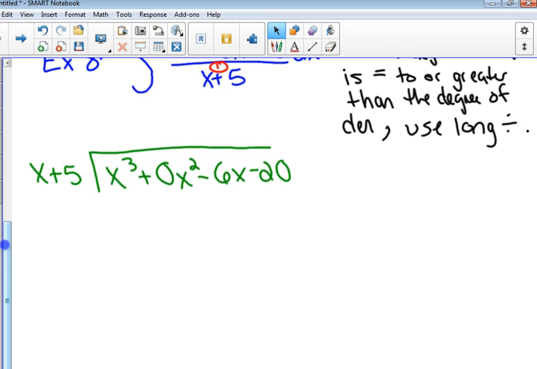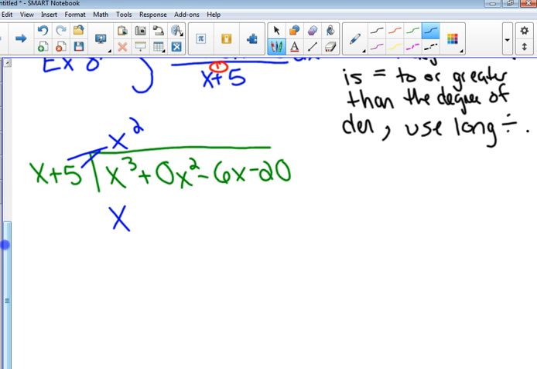I don't remember how to do this. I know. So when you do your long division, x times what gives you x cubed? X squared, okay? So we take our x squared and bring it to both of these parts. So x squared times x is x cubed. X squared times 5 is 5x squared, right?